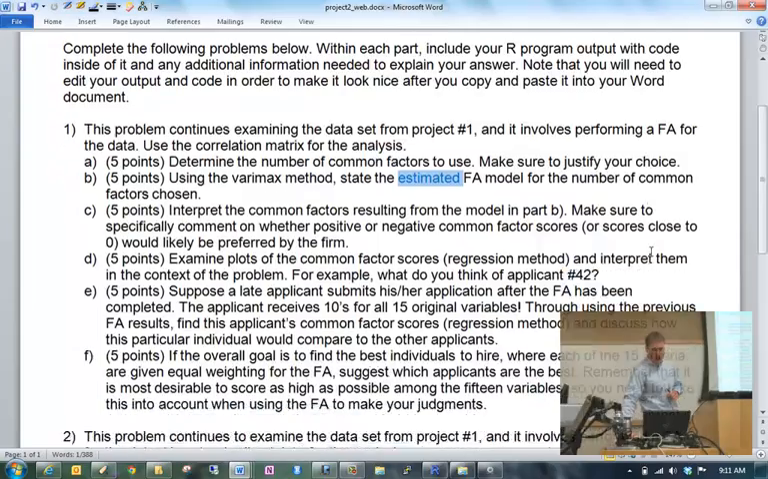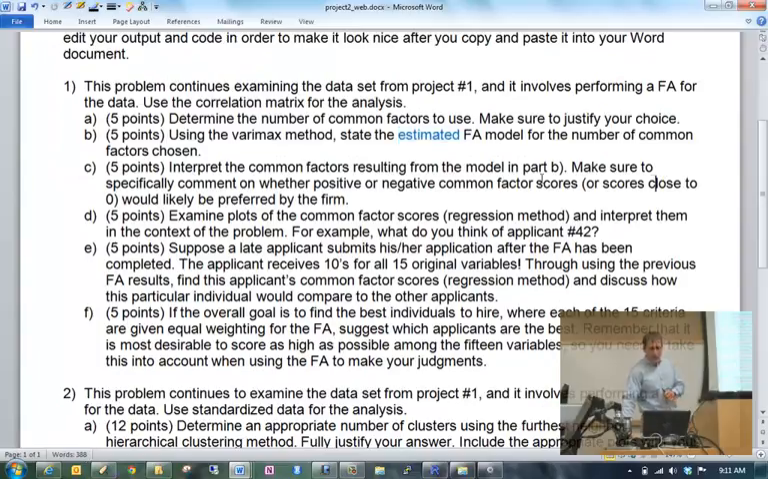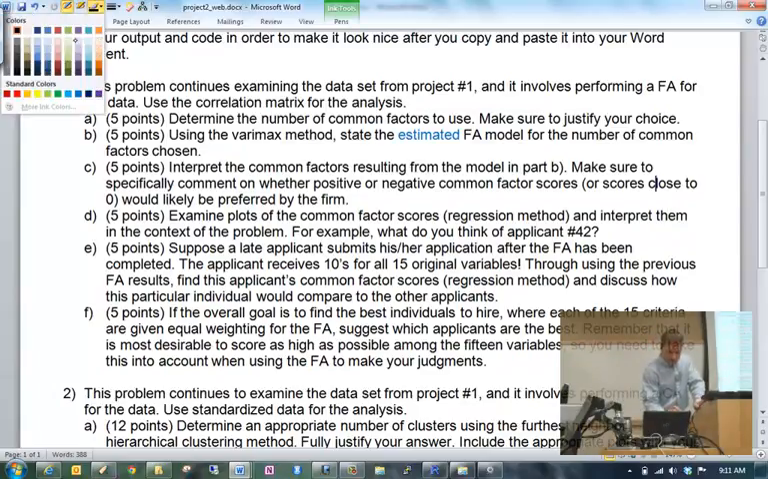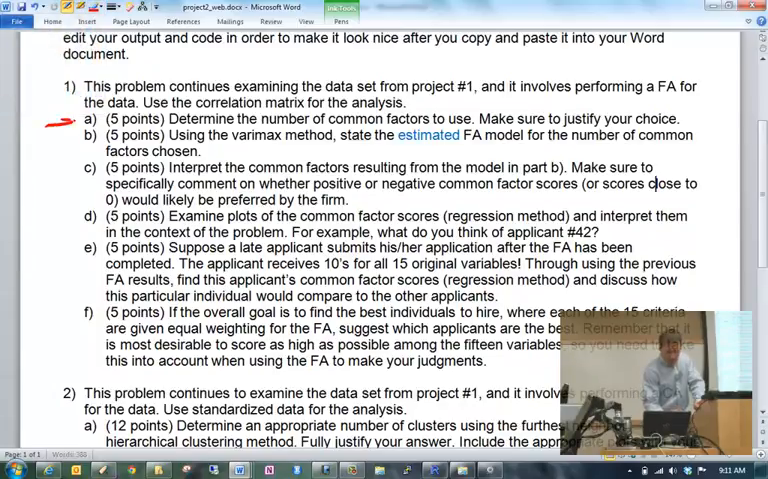Let's just take a look at problem number 1 here. You're going to see a lot of similarities to the first project with respect to what we did with principal component analysis, because this problem uses the same data set as problem number 1. So it's that job applicant data set. And you're going to perform factor analysis on it. So first, part A, determine the number of common factors used.